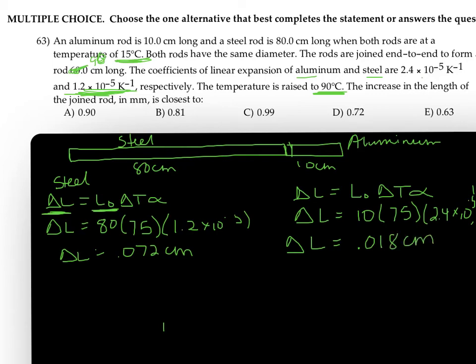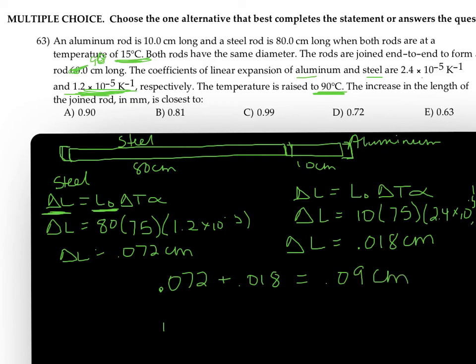So here's what happened. Our steel got 0.072 centimeters longer, so it grew a little bit over here, not much, and our aluminum got a little bit longer. So now they want to know what's the increase of the total rod. So it's really just the sum of the two increases. So when we add 0.072 to 0.018, we get 0.09 centimeters.